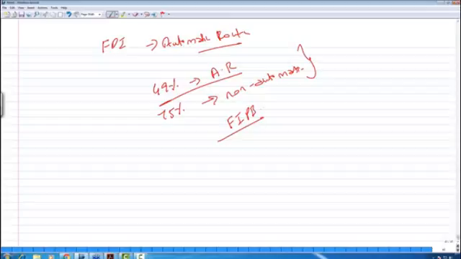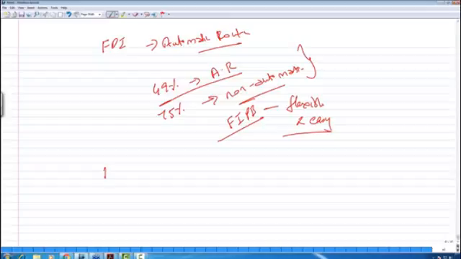However, this body is known to be very flexible and easy in its approvals. So even if it's non-automatic route, it does not mean that the FDI is not able to come in. So that is the difference between automatic and non-automatic. Automatic means no approval required. Non-automatic means FIPB approval is required.